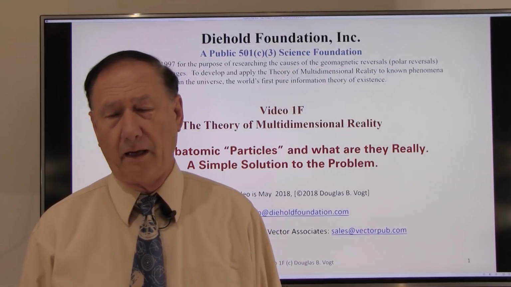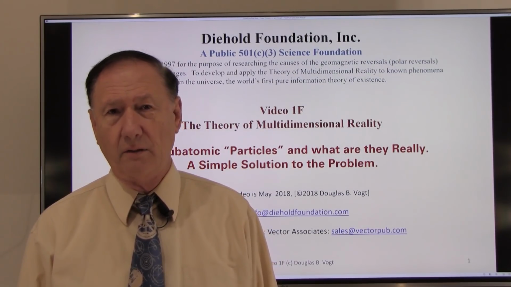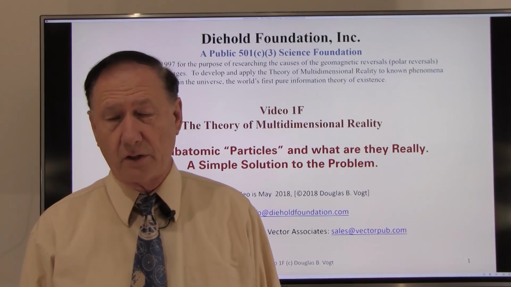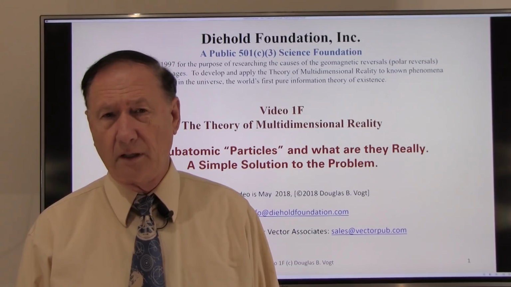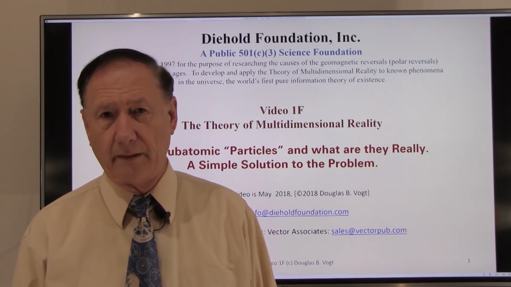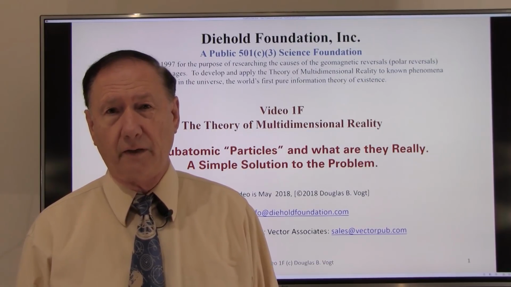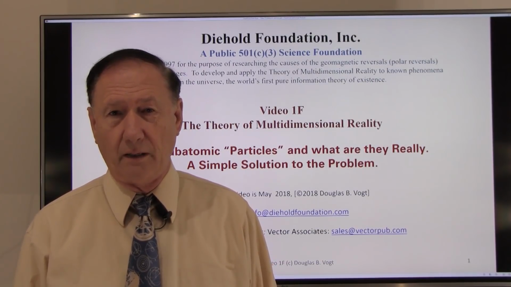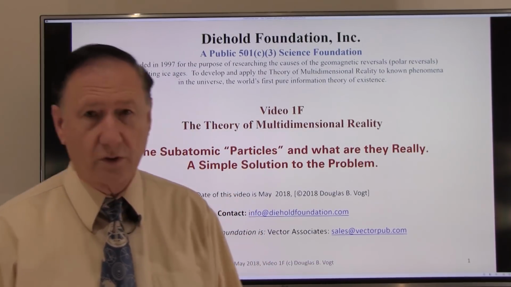This lesson 1F will cover subatomic particles, how they came about in nuclear physics, and the theory of multidimensional reality's interpretation of it, and how to solve the problem that they have right now, which is way too many subatomic particles trying to figure out a bunch of tracks in these bubble chambers and cyclotrons. Anyway, so we'll start in.